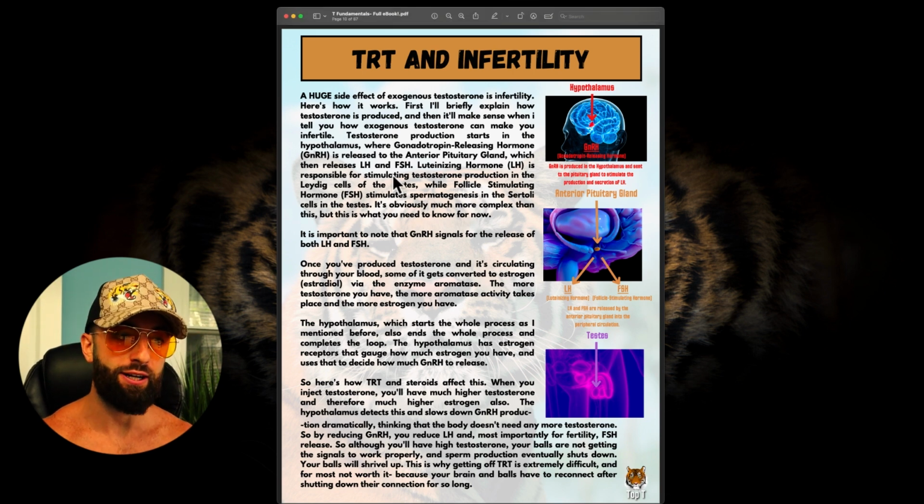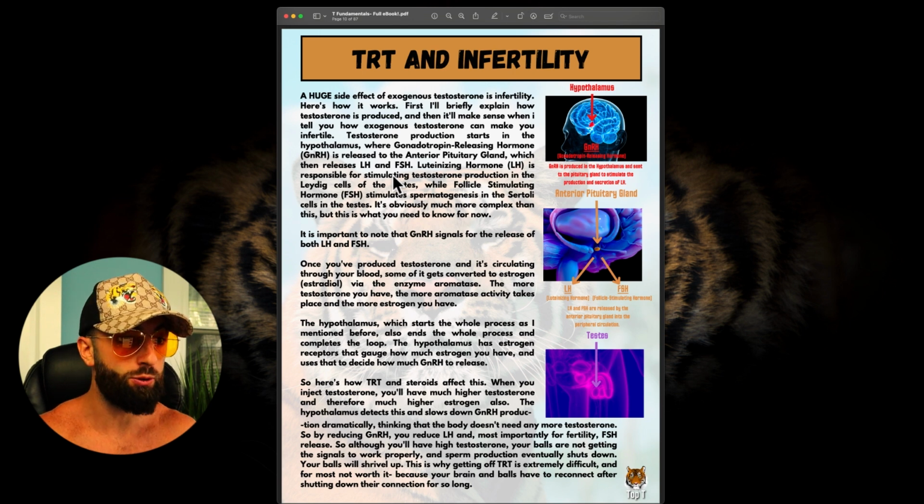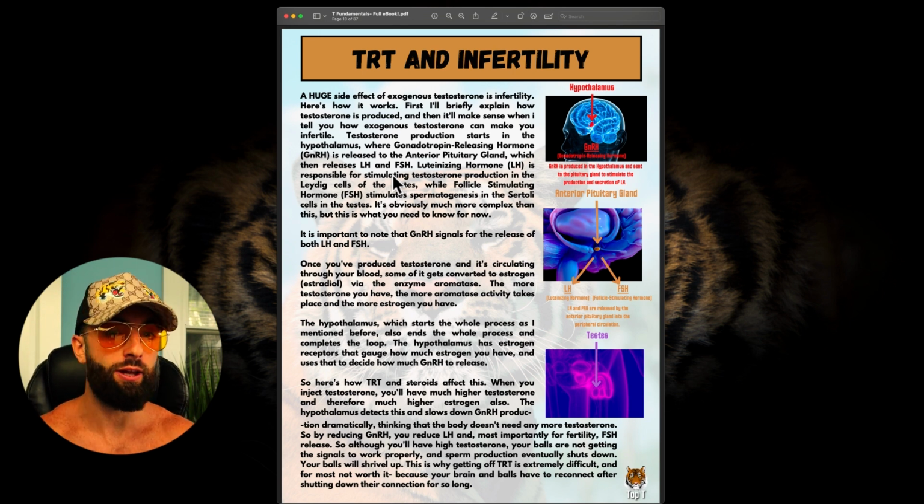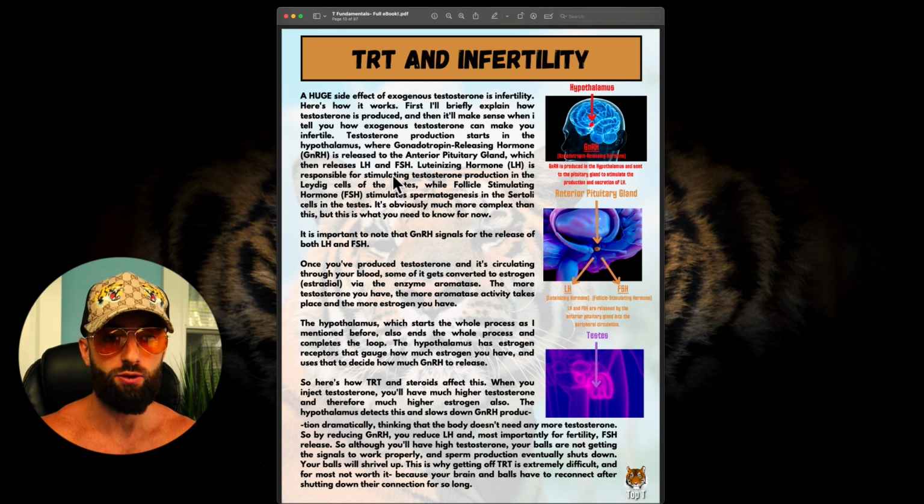A huge side effect of exogenous testosterone, meaning injecting external testosterone that your body didn't make, is infertility. Here's how it works. First, I'm going to briefly explain how testosterone is actually produced in your body, which we're going to get into in a lot greater detail in a future module in this course. However, I'm just going to briefly cover it so you can get an understanding, so it'll make sense when I tell you how TRT can cause infertility.